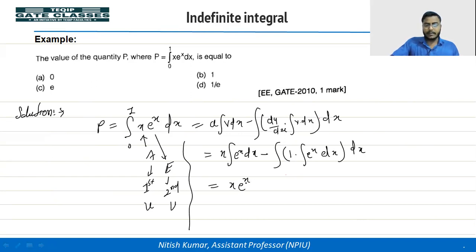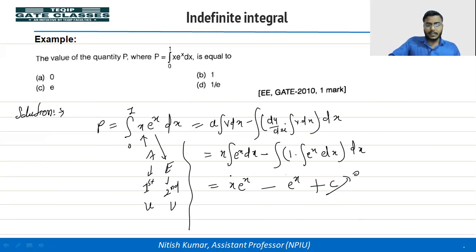So we can write x into integration of e to the power x, that would be e to the power x, minus. Now here also we get integration of e to the power x, that would be e to the power x. So it would be x e to the power x minus e to the power x plus c. So this is the case of definite integral, so no need to write c, right? So this is the integration we got.